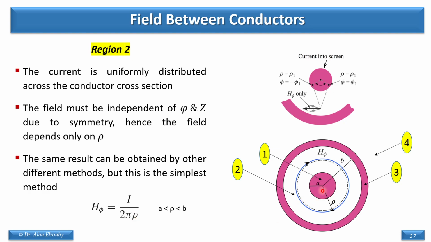If the current is going into the screen, using the right hand rule, the magnetic field will be circulating clockwise. If I is going out of the screen, the magnetic field will be circulating in the other direction, counterclockwise.